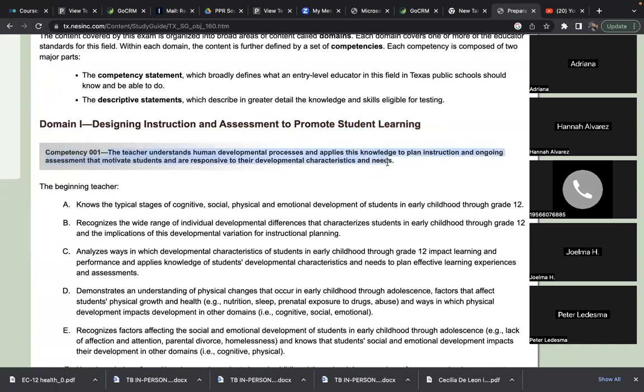So as you read a question, you should be able to say, oh, this is competency 1, because it's about students, planning instruction, understanding human development and planning instruction that motivates students and that is specific to their particular needs. Knowing the human developmental process, applying that to your instruction and assessment in a way that motivates them, knowing what motivates them in the elementary, EC through 6 levels, knowing what motivates them in the 4 through 8 levels, that middle area.